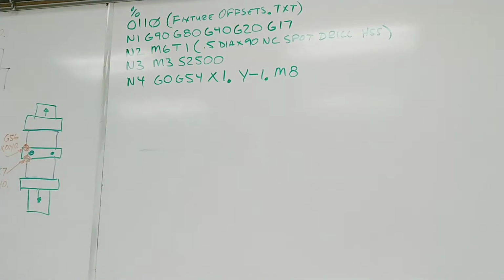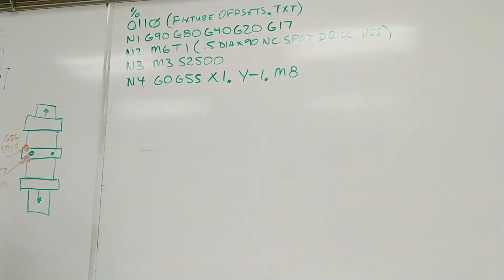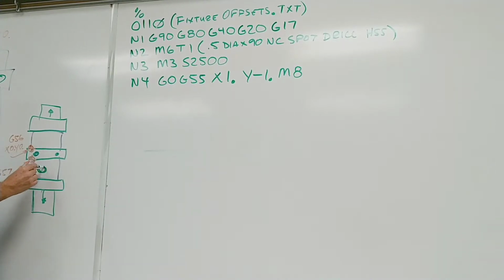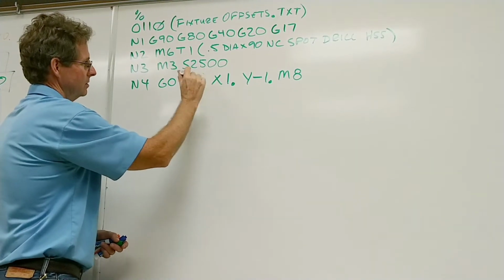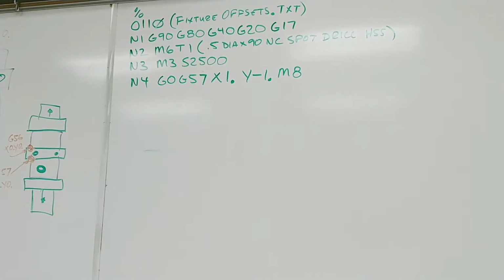If I wanted to do the same exact hole on this part, I could just cut and paste the same exact program and change one thing. I'll go to that part, G55. If I want to go to this part and do the same exact hole, I can do it with G57. But what if I want to go to that part?